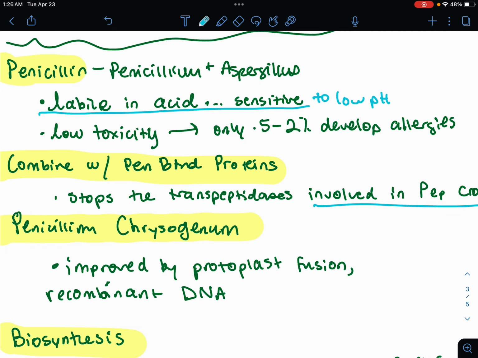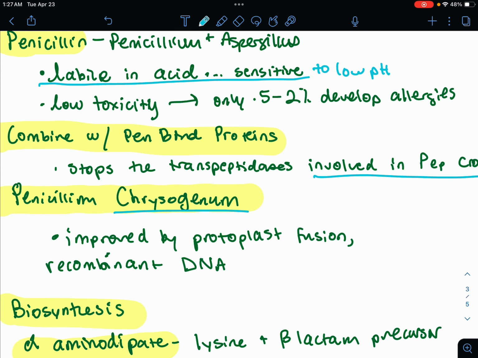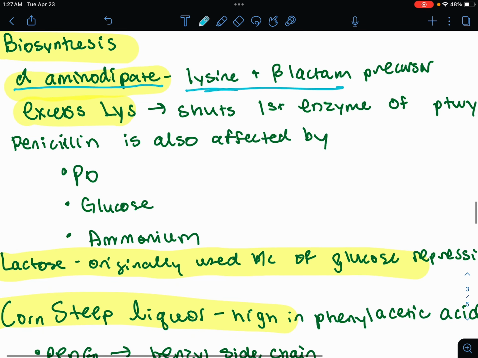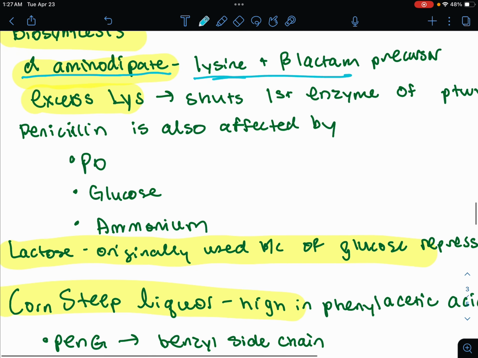Let's talk about the organism. This is Penicillium chrysogenum. It was improved by mutation, protoplast fusion, and recombinant DNA technology. Let's talk about biosynthesis. So this alpha aminoadipate, this is a precursor of both the lysine and the beta-lactams. Excess lysine will shut down the first enzyme of this pathway. So you need to make sure you note that. Penicillin biosynthesis is also affected by the level of phosphate, glucose, and the ammonium ion.